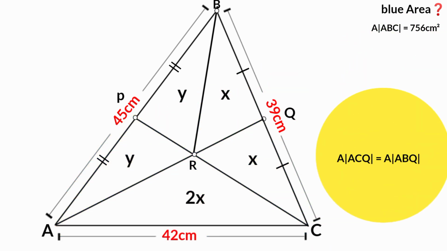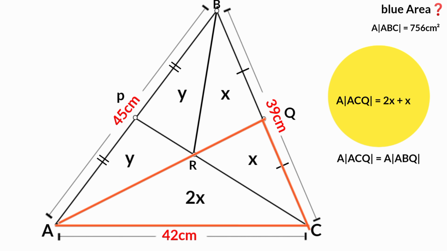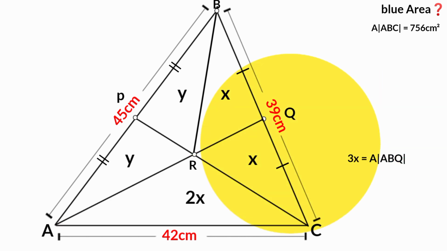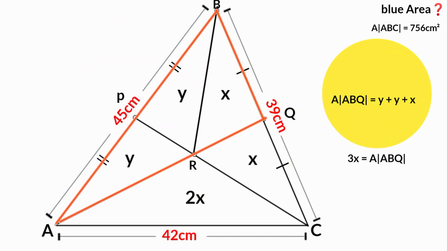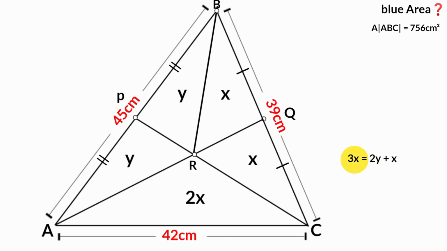Now if we come to our equation, area of triangle ACQ equals area of triangle ABQ. From triangle ACQ, we know its area is the sum of this and this, which is 2X plus X, that is 3X. So area of triangle ACQ equals 3X. We substitute. Now coming back to triangle ABQ, we can see its area is the sum of this, this, and this. That is Y plus Y plus X. Y plus Y is 2Y, so area of triangle ABQ equals 2Y plus X. We substitute here: 3X equals 2Y plus X. If we take this X to this side, 3X minus X equals 2Y. 3X minus X is 2X, so 2X equals 2Y, and therefore X equals Y.